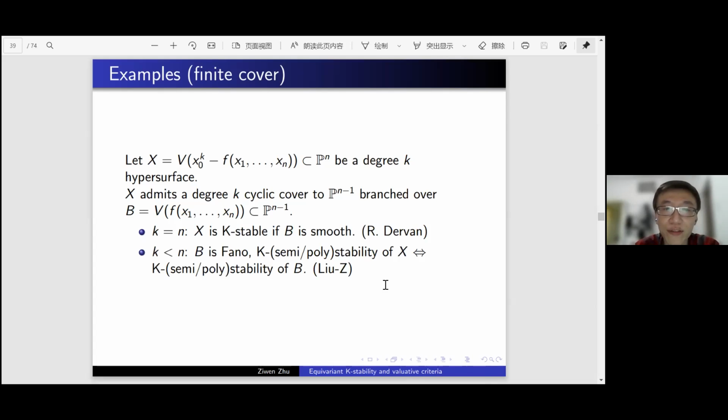So if K is smaller than N, then we have this branch locus B to be Fano. And as long as we know the K-stability of the branch locus B, then we can deduce the corresponding K-stability notion of X.